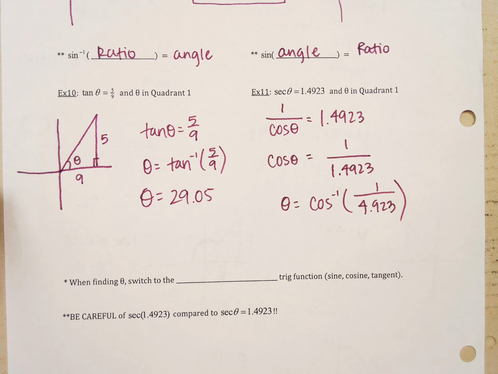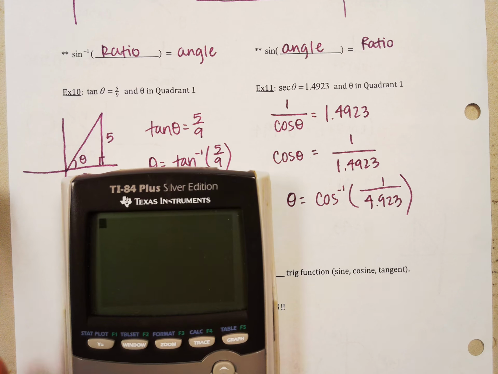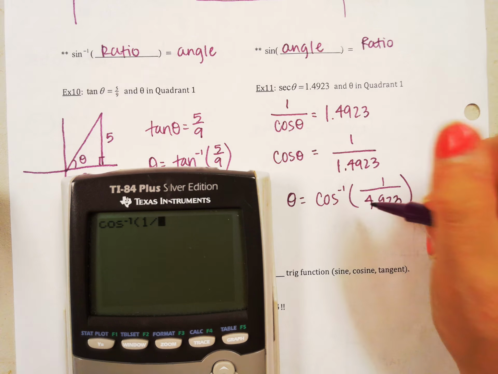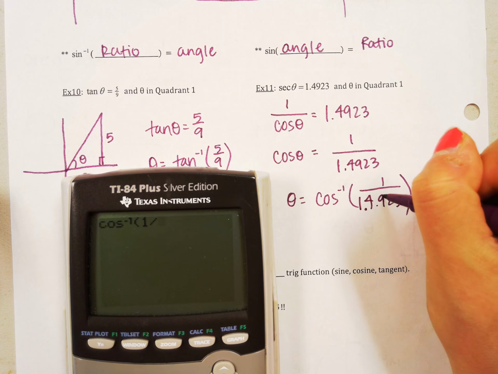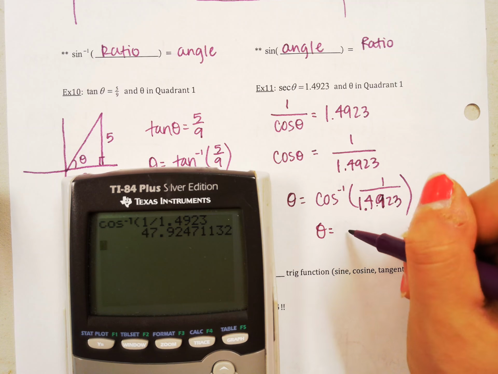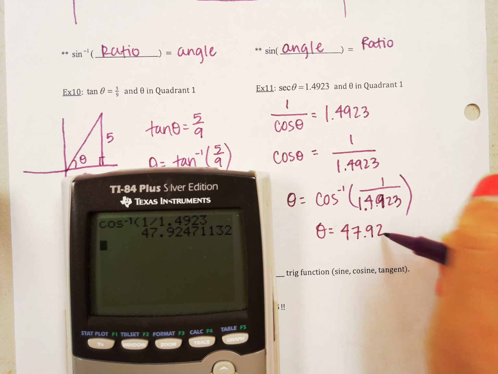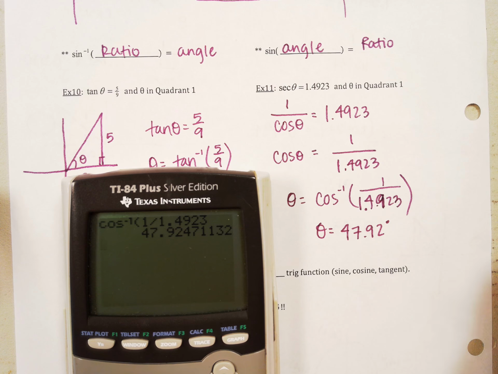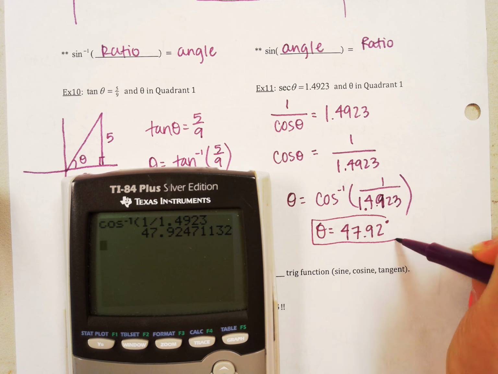There we go. And then that's what we're typing into our calculator, the inverse cosine of 1 over 1.4923. And that'll spit out at us 47.92 degrees.